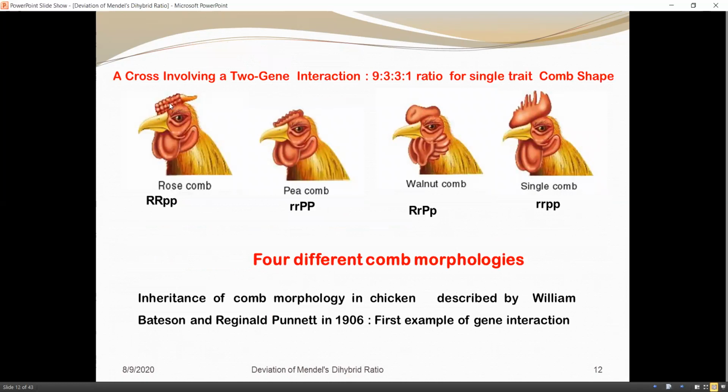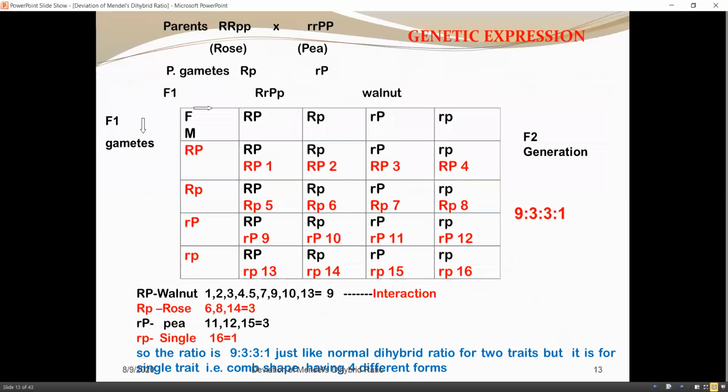This is the rose comb, and this one is the pea comb. Walnut is where R and P both are present, and single where capital R, capital P both are absent. Four different comb morphologies. Inheritance of comb morphology in chicken was described by William Bateson and Reginald Punnett in 1906. This was the first example of gene interaction.